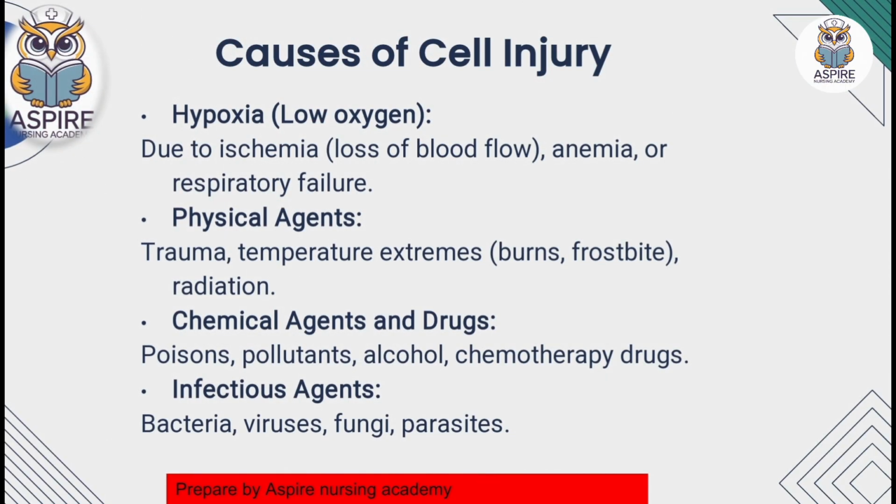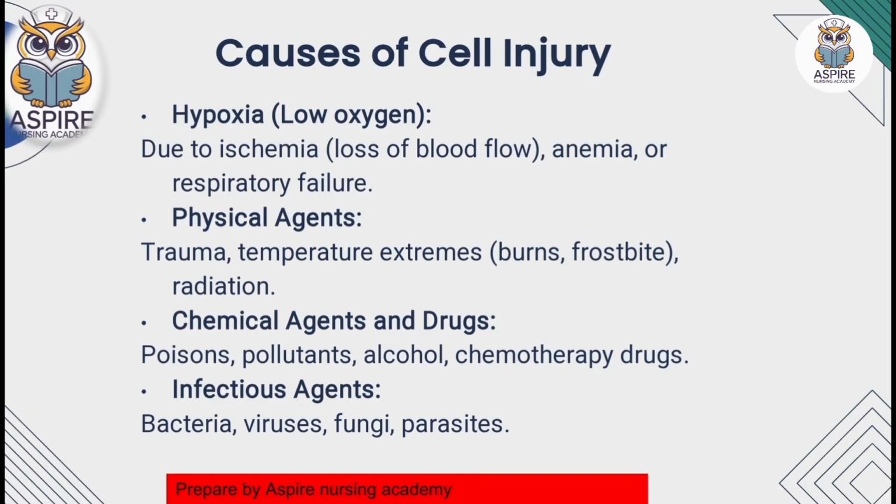Causes of cell injury. Now let's go over the major causes one by one. Try to remember these. They come again and again in exams and real clinical situations. 1. Hypoxia, lack of oxygen. This is the most common cause of cell injury.